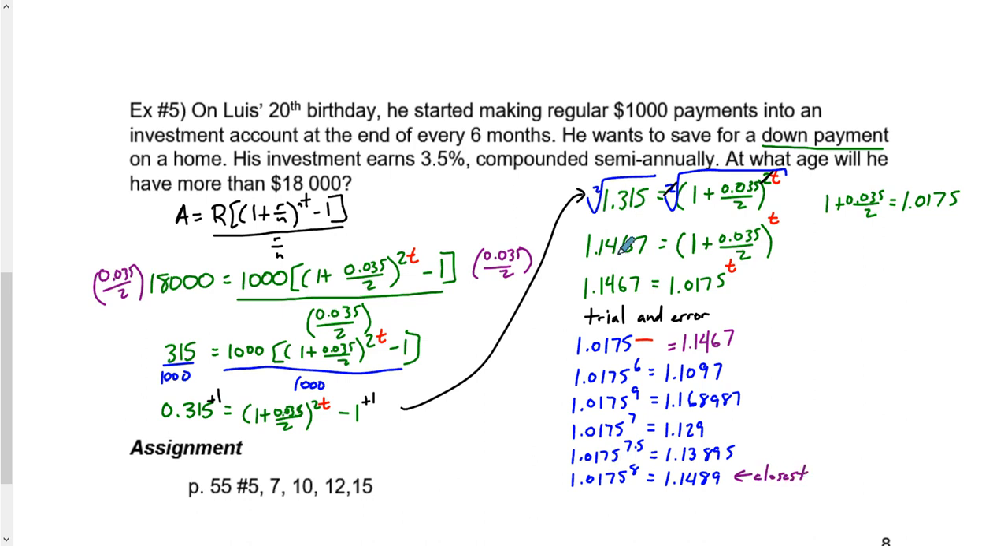Which means that the t value equals 8. So the time in years is 8 years. At what age would Louis have to be then? He'd have to be 28 years old in order to save that $18,000 for that down payment for his house. And there you go. Have fun.